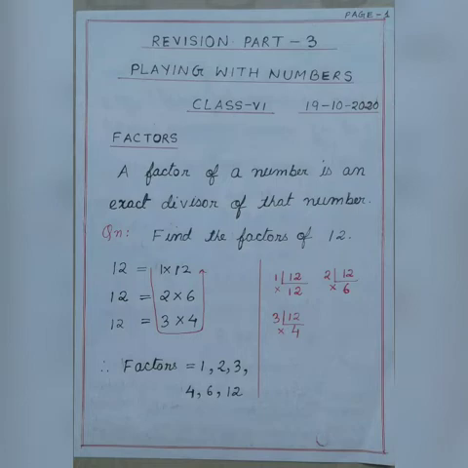So I can show you that 12 is divisible by 1. The quotient is 12. 12 is divisible by 2. The quotient is 6. There is no remainder. 12 is divisible by 3. The quotient is 4. There is no remainder. If I divide 12 by 5, there will be quotient 2 and remainder 2. So 5 is not a factor of 12. So the factors of 12 are 1, 2, 3, 4, 6 and 12.